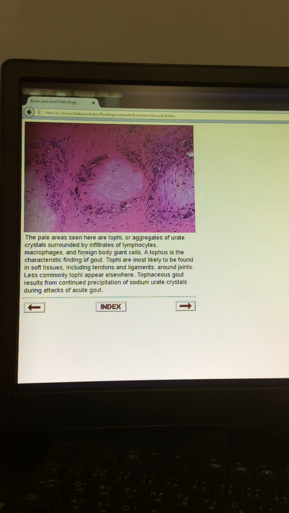Okay, so this leads to deposition of urate crystals in the joints and tissue, which leads to destruction of the joint. Okay, and pseudogout, what type of crystal is in gout?